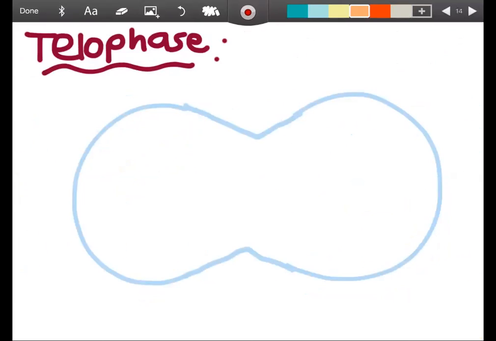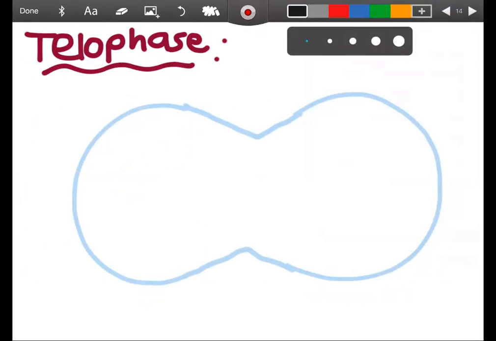And then lastly, in telophase, the chromosomes are going to arrive at opposite poles, be condensed. The nuclear envelope is going to develop around each set of chromosomes. The mitotic spindle is going to break down, and the spindle fibers are going to continue to push the poles apart. So what this looks like, we have these.